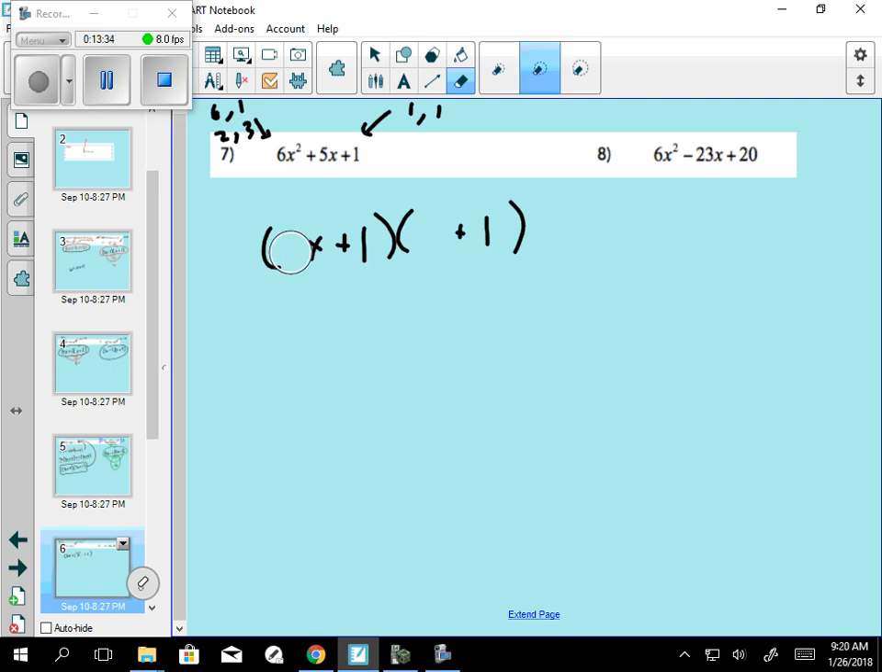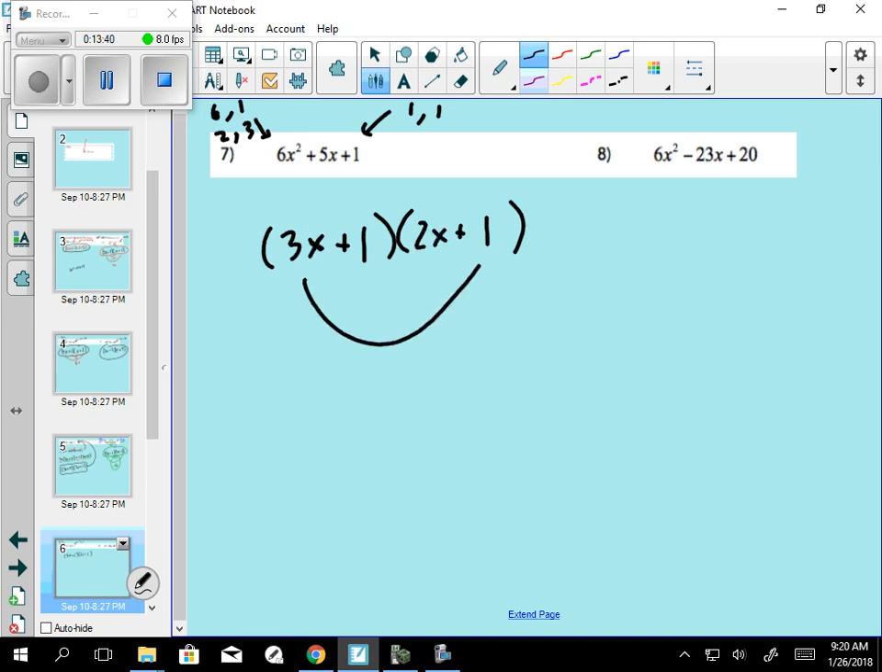Looks like this should be 3x and 2x. Now if we multiply that out, that's 3x, that's 2x, that does add up to 5x. That's the correct one. All right, number 8.